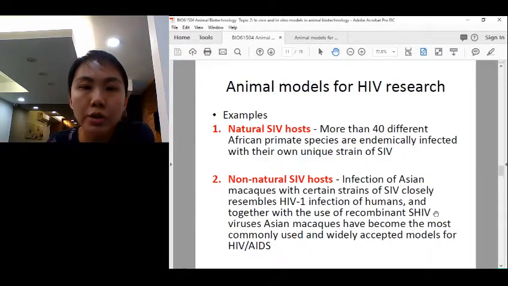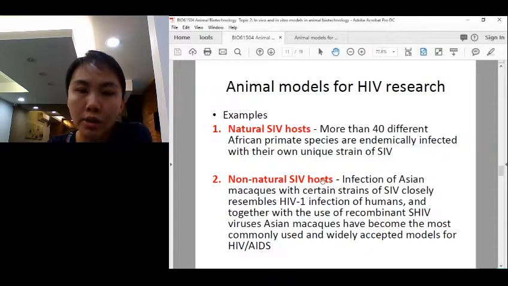Okay, so natural SIV hosts: there are more than 40 different African primate species which are endemically infected with their own unique strain of the SIV. While infection of non-natural hosts, Asian macaques, with these strains, which closely resemble HIV, generates symptoms which are very closely related to HIV, and hence they are widely accepted models.